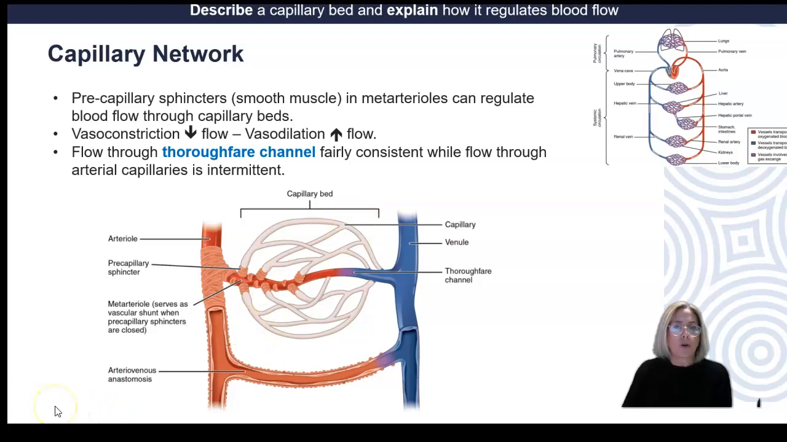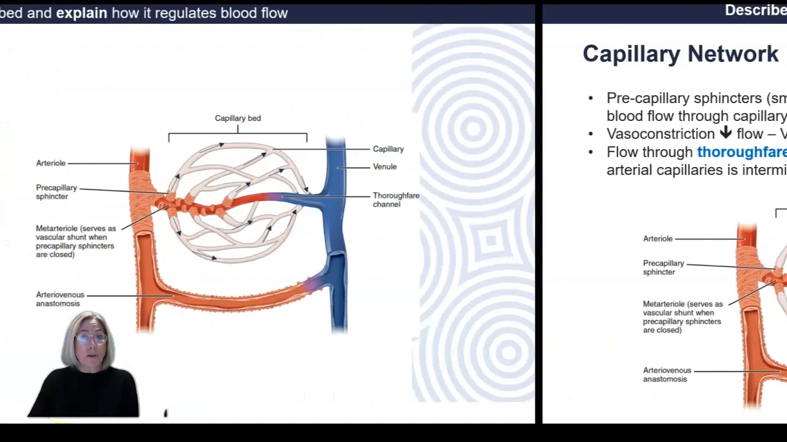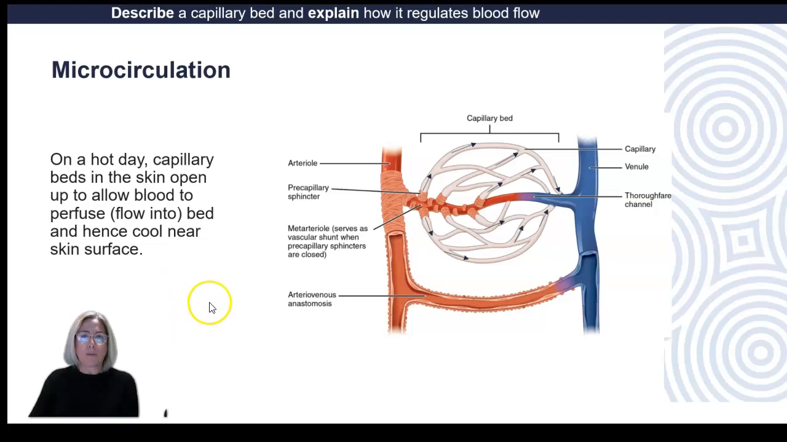So we're now going to have a look at what conditions might promote the opening up of the capillary bed, and another condition which will keep it closed off. So I'm sure some of you have already thought of this example.